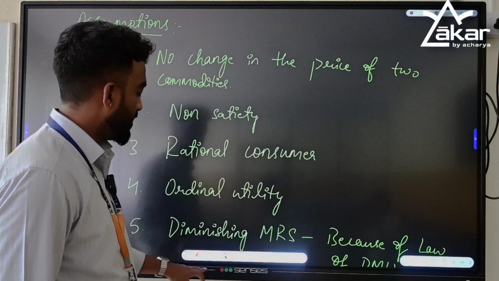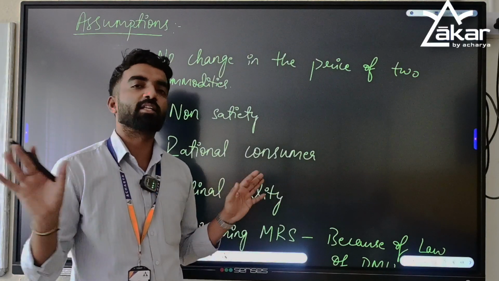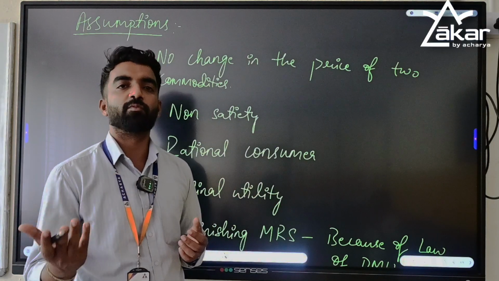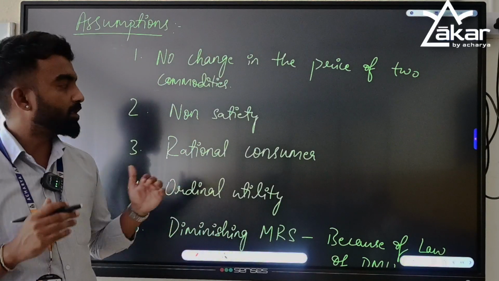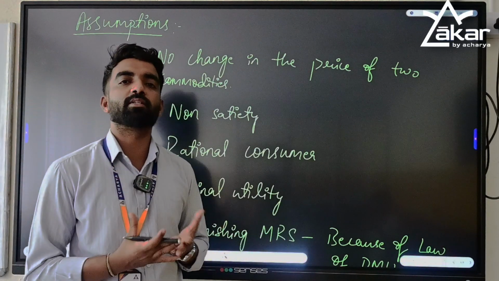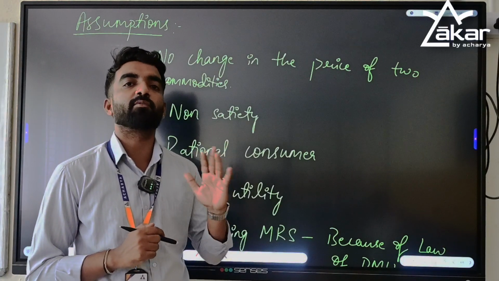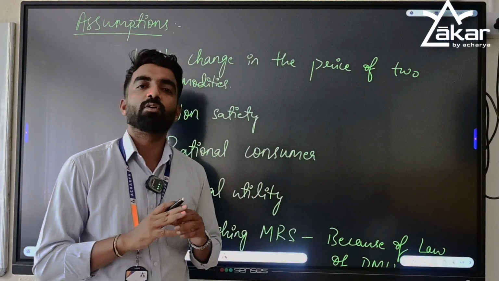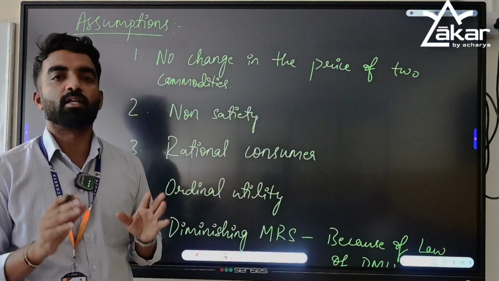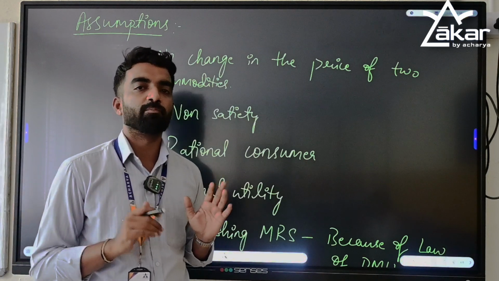Non-satiety, meaning the consumer should not reach the point of saturation. If you are completely satisfied, why will you sacrifice, or why will you buy more of X? Right? There is no point. The consumer should not be completely satisfied. If he is completely satisfied, that means it is a stage of consumer equilibrium. That means he is getting maximum satisfaction, so he does not wish to change his expenditure or change his combination of goods, right?